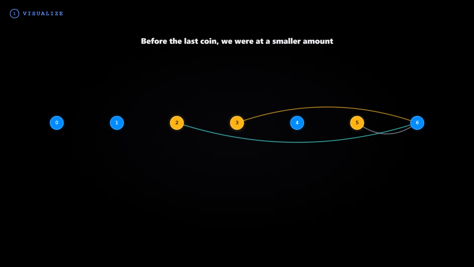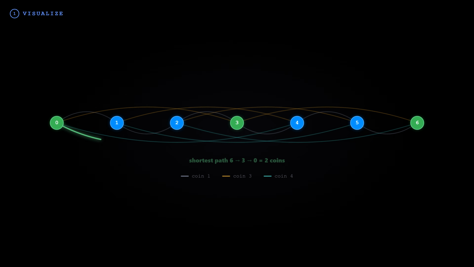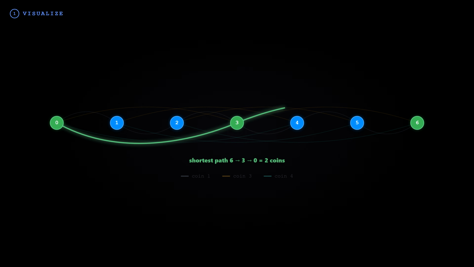This is where a really useful model shows up, the directed acyclic graph or DAG. Picture every amount from 0 to 6 as a node, and draw an edge between 2 nodes whenever you can jump from one to the other using a single coin. Any valid way of making change is now just a path through this graph. And the minimum number of coins? That's literally just the length of the shortest path from 6 down to 0.